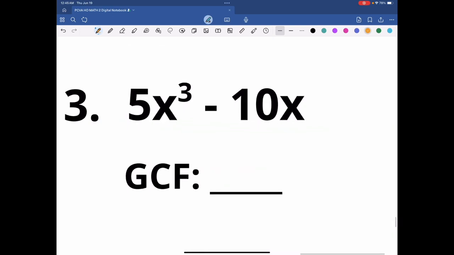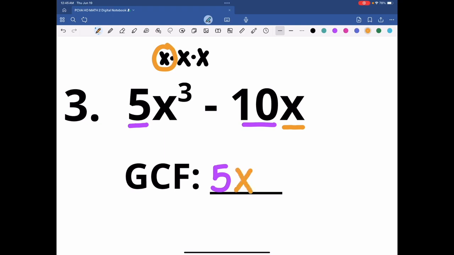All right, for the next one, I have 5x cubed minus 10x. Just as a reminder, this is x times x times x. I have 5 and 10, so the largest I can divide out of 5 and 10 is 5. Then I have 3 x's and 1 x, so I'm able to take 1 x out of each one. My GCF for this one is going to be 5x.